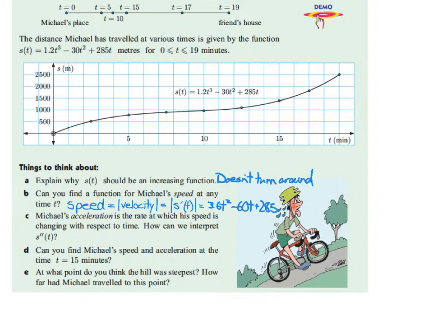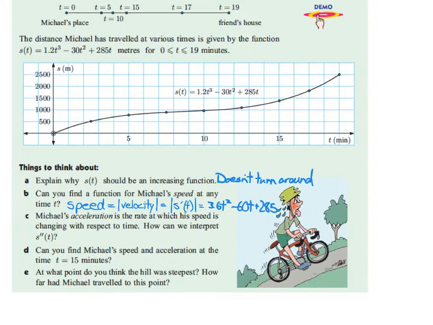By the way, in this unit we'll be doing both derivatives and integrals, so it's going to be a nice transition to where you'll have to decide which one to use, after we've done a couple of units of just derivatives or just integrals. Exciting. Now, Michael's acceleration is the rate at which his speed, or velocity, is changing with respect to time.